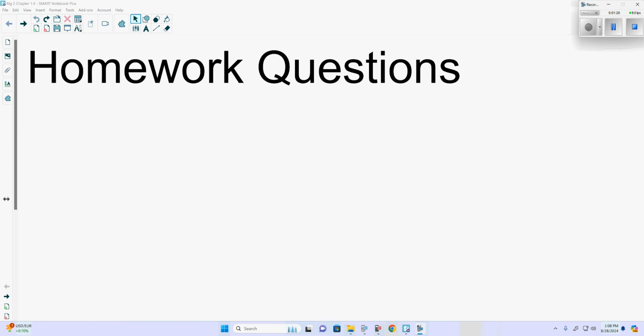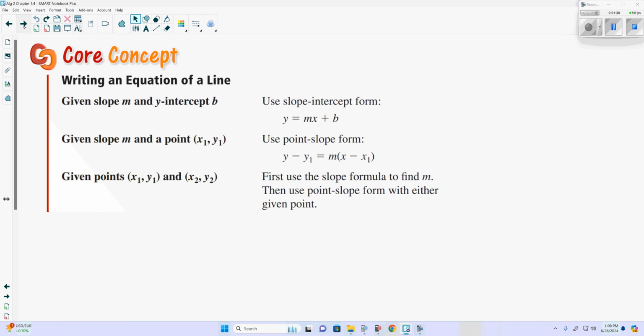All right, guys. Before we get started, are there questions on the homework? Questions on the homework assignments? Feel good with these so far? All right. What we're talking about today is equations of lines.